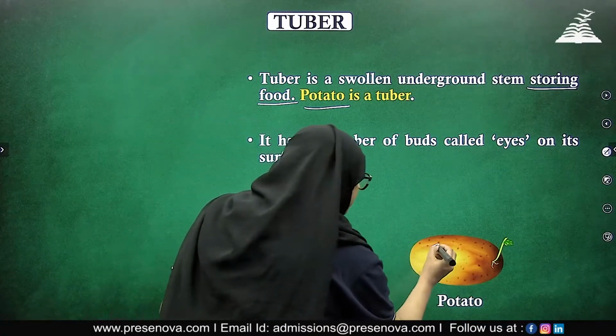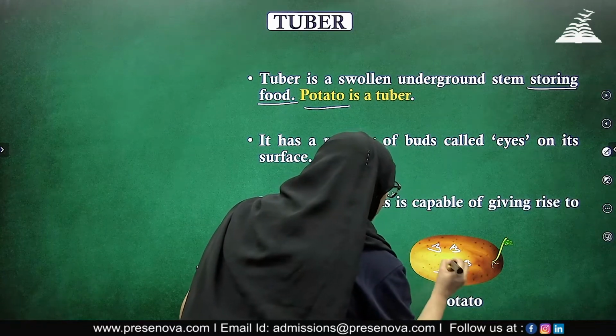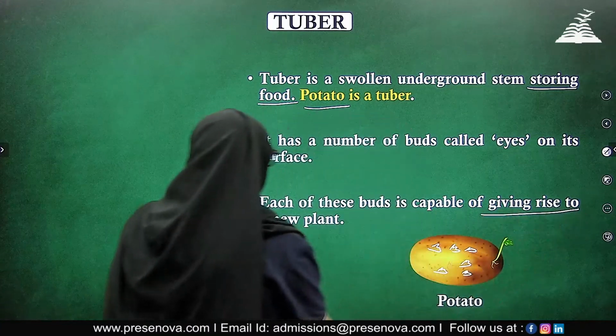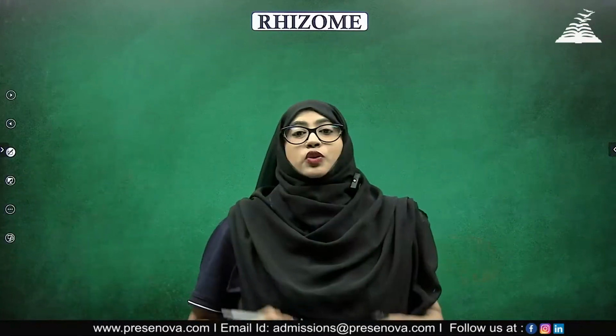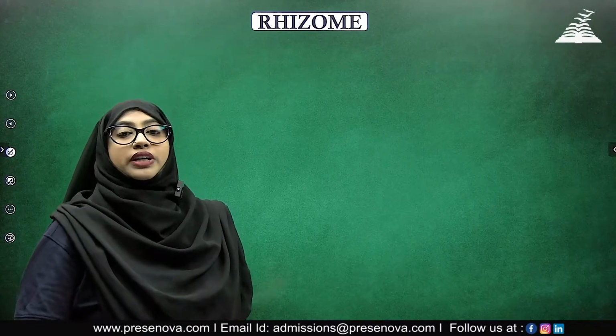So here there is the presence of an eye which is capable of producing or giving rise to a new plant later on. So rhizome is the second way by which a new plant can be produced.